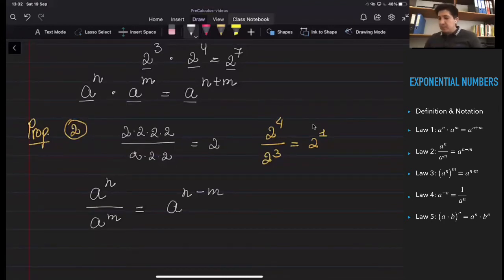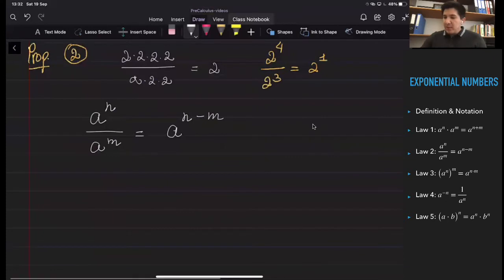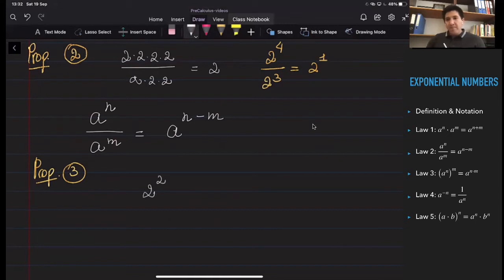Good. So property number 3 is going to be about raising an exponential number to a power. Let's say you've got an exponential number, 2 to the power of 2, and then you would like to raise this 2 to the power of 2 to the power of 3 as well. And I would like to know how to express this in terms of powers of 2.